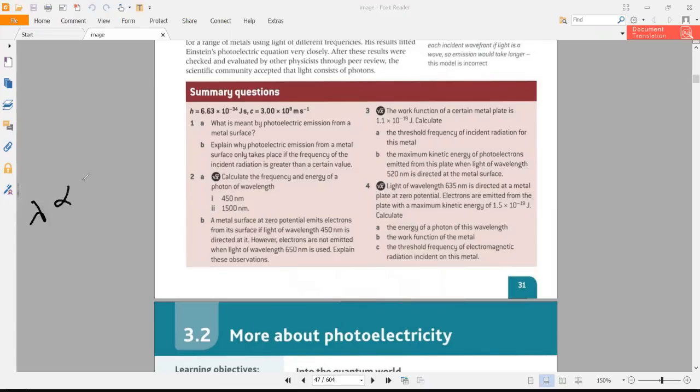The lambda is inversely proportional to frequency, so this will be less frequency. This is F1, this is F2. So F1 is less than F2. So the frequency of this is less than the threshold frequency, so that's why it will not emit electron. And this frequency is greater than the threshold frequency, so that's why it will emit electron.